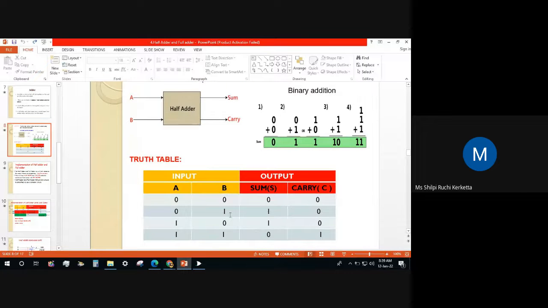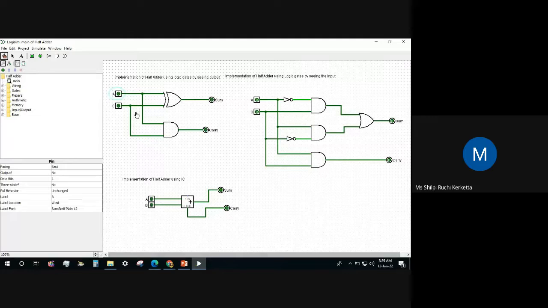For 0, 1, our sum is 1 and the carry is 0. For 1, 0, also the sum is 1 and the carry is 0. And for 1, 1, we are getting 1 plus 1 equals 1, 0, so our carry is 1 and the sum is 0.